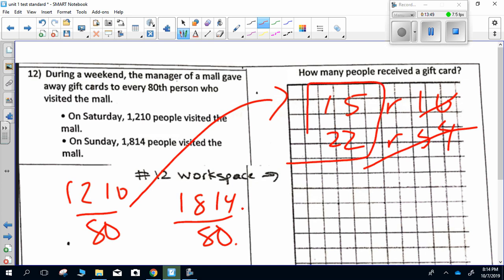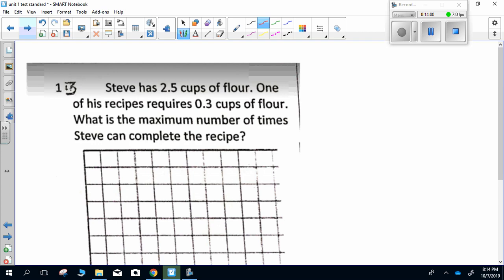So if they're giving away gift cards, they're going to give 15 away on Saturday and 22 away on Sunday. These people don't get gift cards. So that means they're going to give a total of 37 cards away over the weekend.